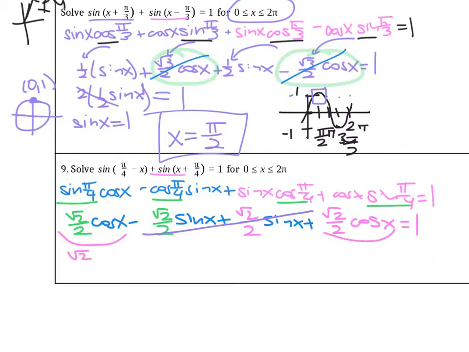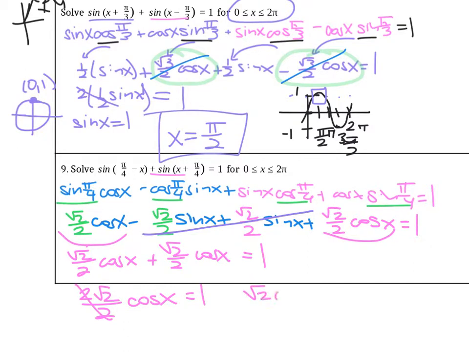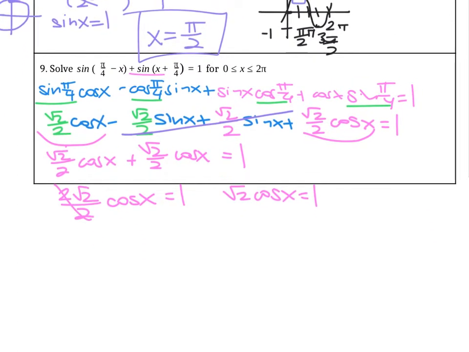So this is root 2 over 2 of cosine of x plus root 2 over 2 cosine of x, and that equals 1. So there's 2 of these, right? So this ends up being 2 root 2 over 2 cosine of x. The 2's cancel. And so we are left with root 2 cosine of x equals 1. So we need to isolate our cosine of x. So let's divide by root 2.